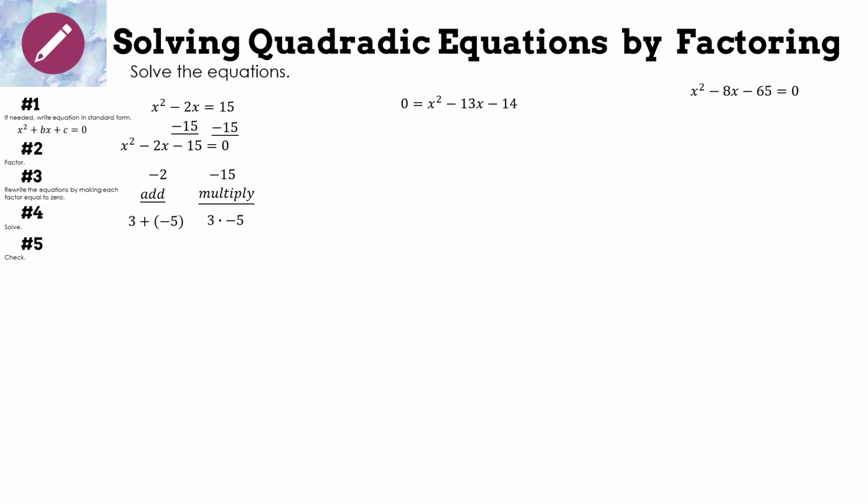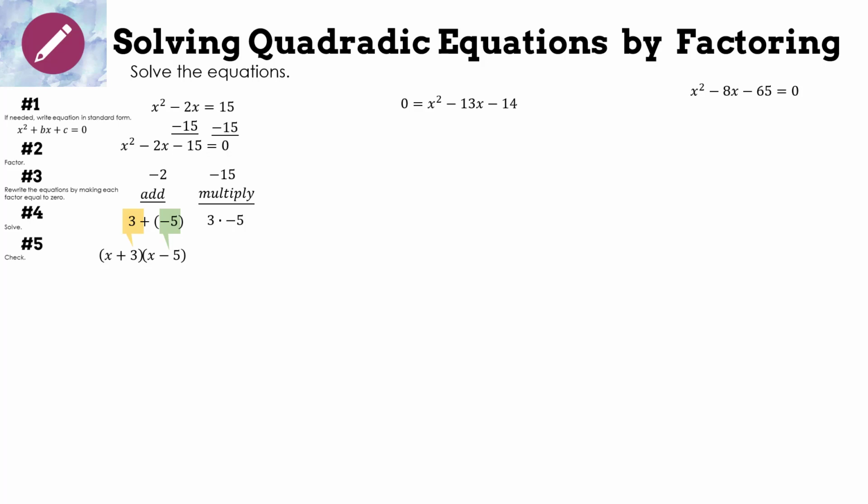Now I want to just stop for a moment. If you did this on your own and you said negative 5 times 3 is negative 15, you're correct. And negative 5 plus 3 is negative 2, you're correct. And it's going to turn out that we have the same answers. But instead of your magic numbers giving you x plus 3 times x minus 5, you're going to have x minus 5 times x plus 3. But you know what? It doesn't matter. We're going to have the same answers.